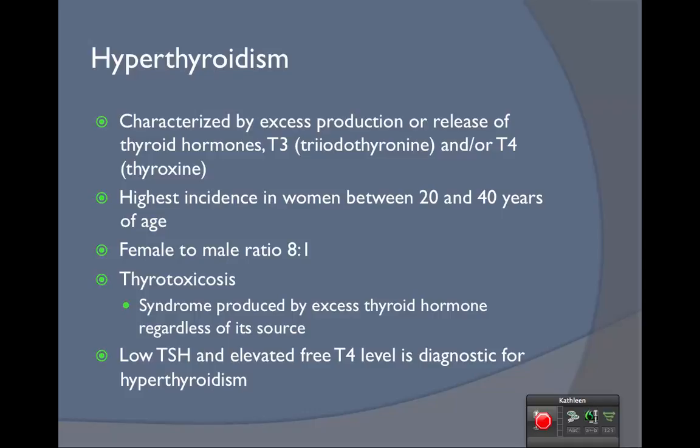Hyperthyroidism is less common than hypothyroidism in the general population. 50% of cases occur in persons greater than 60 years of age. Graves' disease is about 90% of hyperthyroidism in those less than 40 years of age, and there is a genetic link. So thyrotoxicosis is another term for hyperthyroidism. So again, a free T4 is the most accurate test, a free T4.